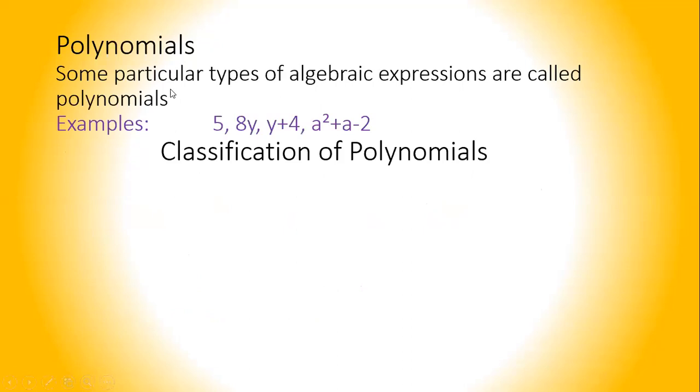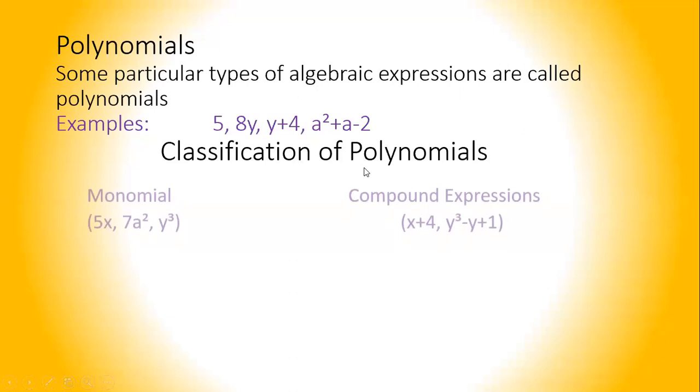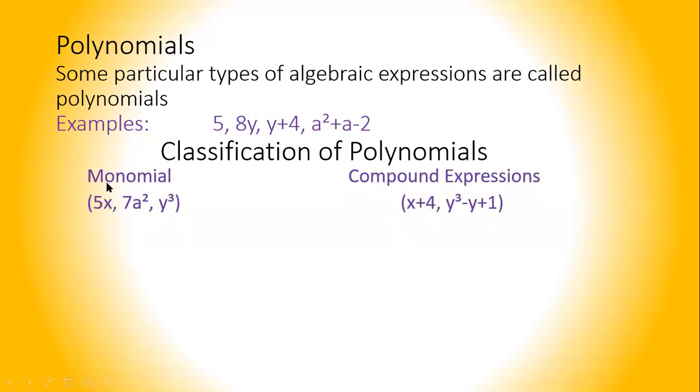What about the polynomial? Some particular type of algebraic expressions are called polynomials. For example, 5, 8y, y plus 4, a square plus a minus 2. Now, can we classify these polynomials? Yes. When the algebraic expression has a single term, that means 5x, 7a square, y cube, there is only a single term, right? So it is called the monomial.